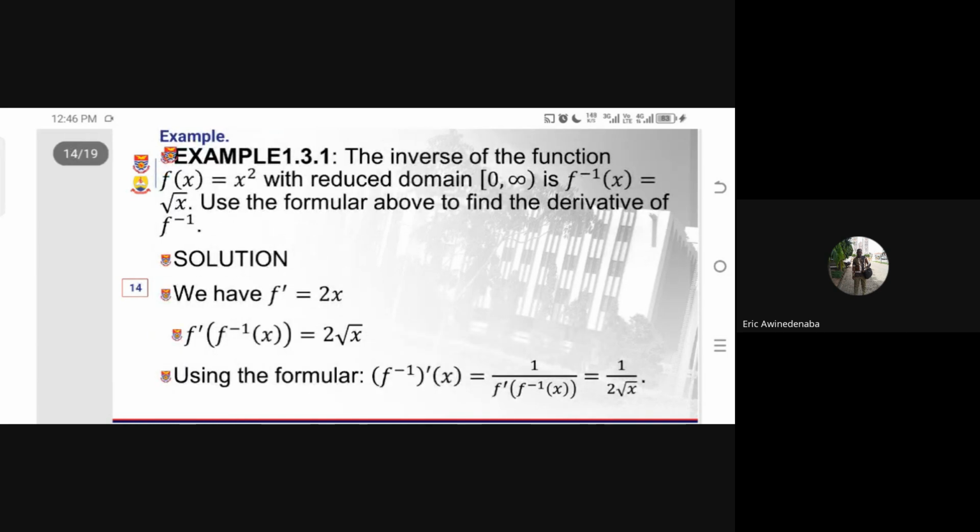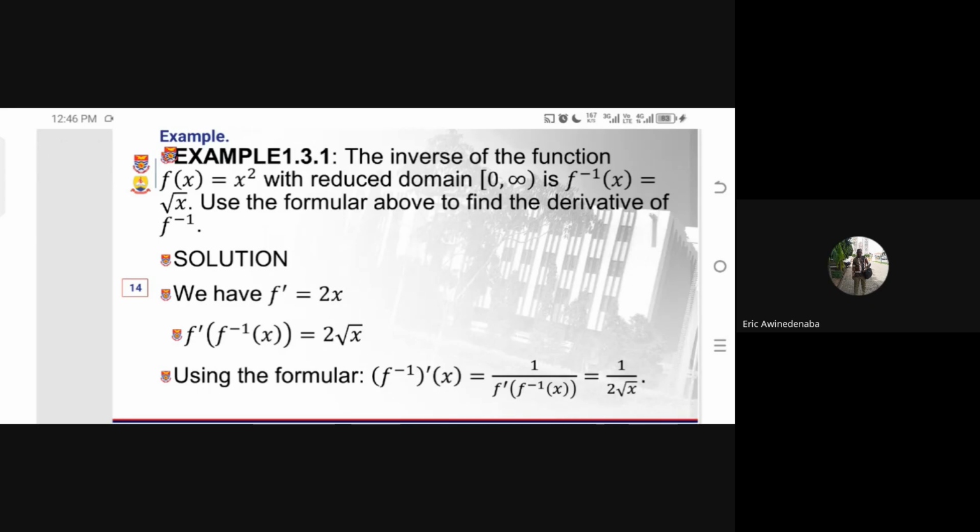By this time, because you want to prove a formula, you go about the implicit differentiation so that you will get that formula, and that is what we have here. Now we are moving on to find the derivative of the inverse. After getting your inverse, you want to find the derivative of that inverse. So there is an example here.